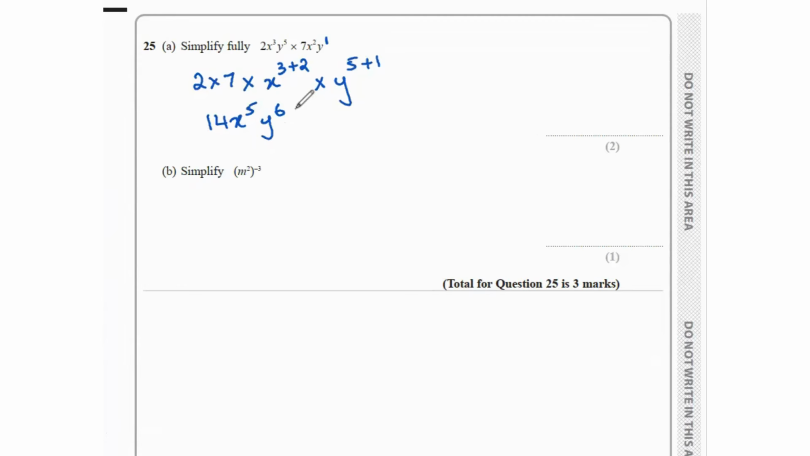Then simplify m squared, whole power negative 3. When there's a power inside the bracket and outside the bracket, we multiply the powers. So m to the power of 2 times negative 3, just m to the power of negative 6. If you want to write it as a positive power, you can write it as 1 over m to the power of 6, or even give it as a negative power. Either way, it's going to be correct.